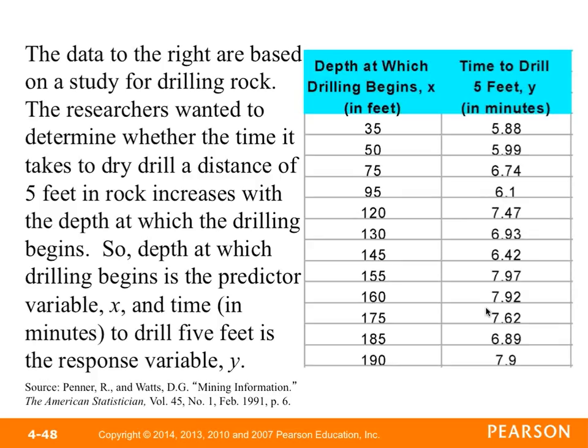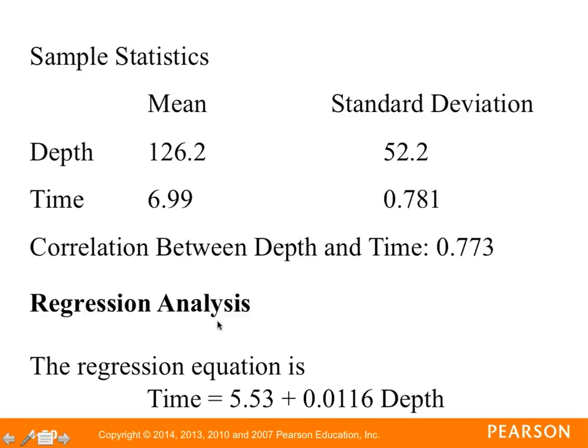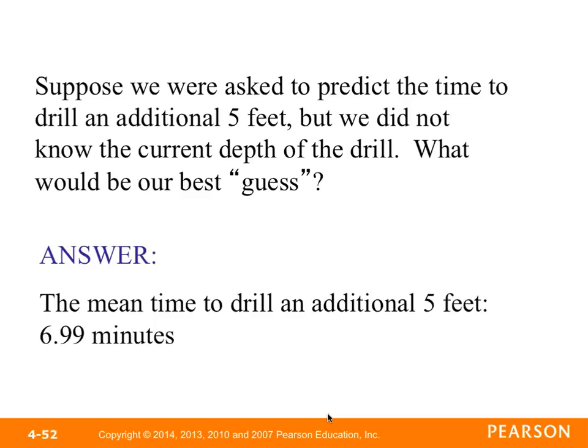So if we take a look back at our drilling data, here was our initial scatter plot. We had our sample statistics, we had our mean and our standard deviations, we had our correlation, and we created our regression equation. Time was equal to 5.53 plus 0.0116 times the depth. So let's suppose we were asked to predict the time to drill an additional 5 feet, but we didn't know the current depth of the drill. So our best guess would be the average time, which would just be 6.99 minutes.